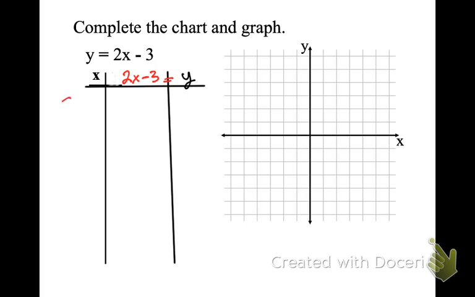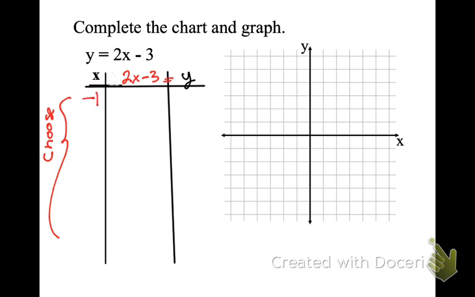Now remember, with these x's, how do I figure them out? Yes. I choose. You get to choose the x's. You want to choose a negative, a positive, and 0. You want to keep it small. You don't want to be putting like negative 100 because it's going to be off the graph. So I'm going to try a negative, a positive, and 0.